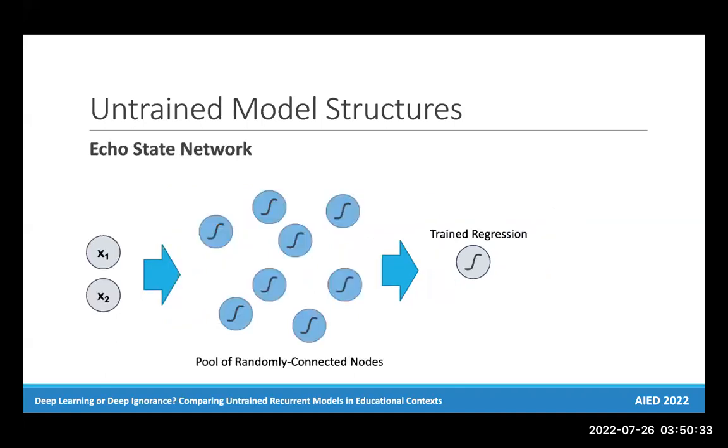And the other model structure that we looked at is an echo state network, which basically takes a set of features and throws them into a pool of randomly connected nodes. It's very similar to a traditional neural network, only we get rid of the layer structure, and nodes are connected randomly to each other within this pool. The idea here is that the features are bounced around in this pool of random nodes, and then we can take a regression model and train it on the features that are randomly generated within that network.